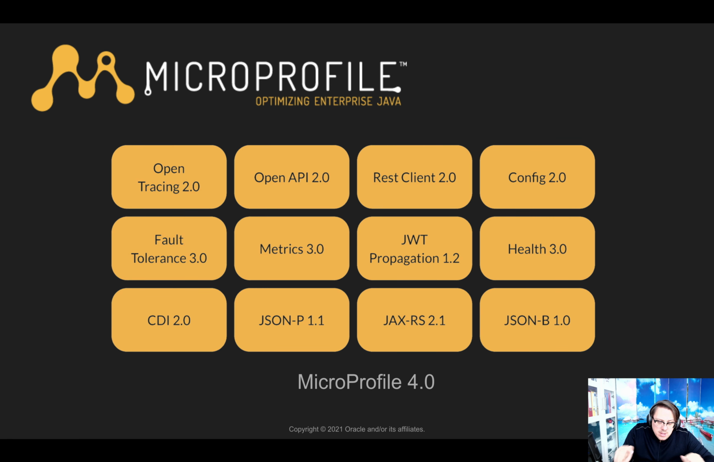As I said, it is a specification. Currently, the release version is MicroProfile 4.0, and what are the specifications there? As I say, a specification is not an implementation. It's just a specification which other vendors should implement. So we are one of those implementers. That means that Helidon implements OpenTracing, OpenAPI, REST clients, configuration, since we're living in the cloud, fault tolerance, metrics, JWT propagation, health, CDI, JSON-P, JAX-RS, and JSON-B. These 12 specifications make up the backbone of MicroProfile. And there are even more which are now outside of the core scope, but they still evolve in the community process. It means that there's a community who cares about it. And currently it's version 2.0.